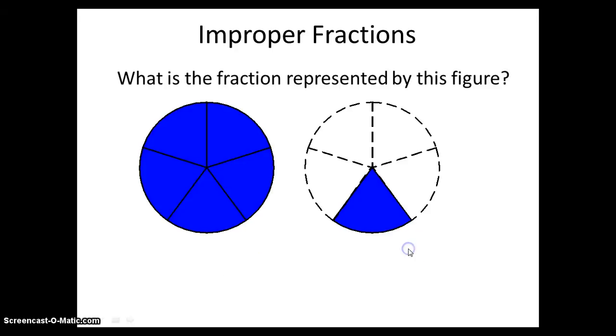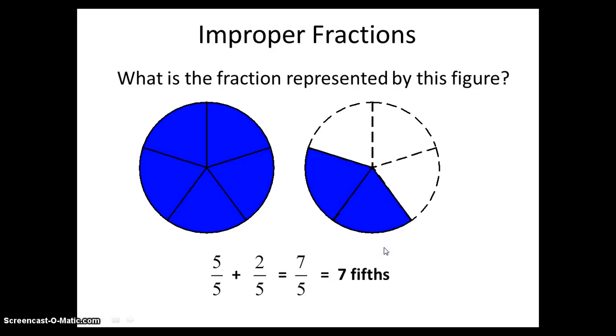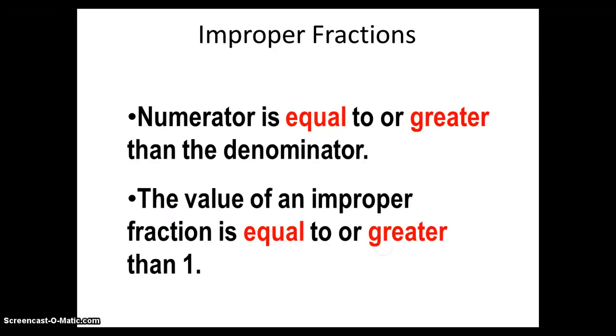Okay, let's look at another example. Now, in this case, we have 5/5, and here we have 2/5. So 5/5 and 2/5 make a total of 7/5. So what exactly is an improper fraction? An improper fraction is any fraction with the numerator equal to or greater than the denominator, and the value of an improper fraction is equal to or greater than 1.